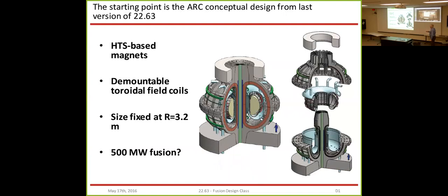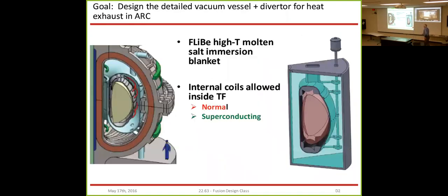For this class, the size was fixed at a major radius of 3.2 meters. Down here was, in some sense, the beginning of the class, where we established a physics scenario that produced 500 megawatts of fusion. It's a rather compact device. How would you actually exhaust the power in this? That's why there's a question mark on this. So the goal was to design the detailed vacuum vessel and diverter for heat exhaust in ARC.